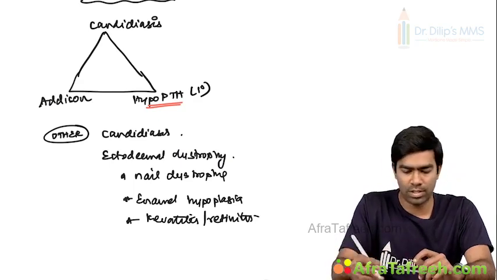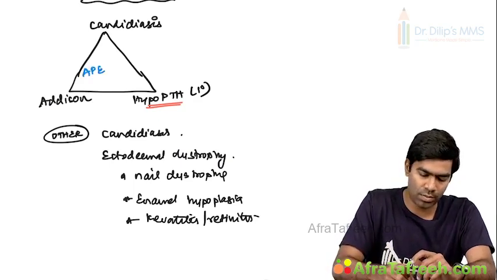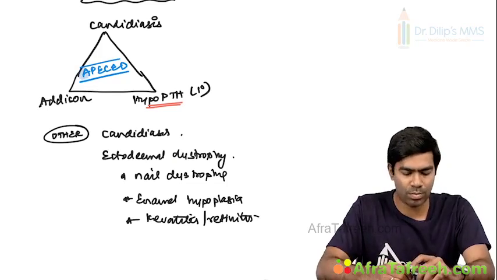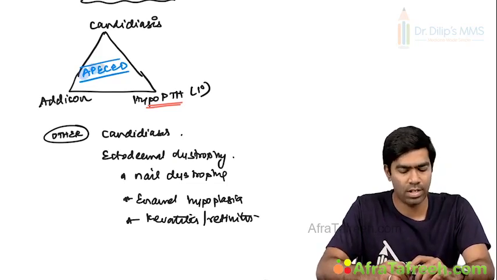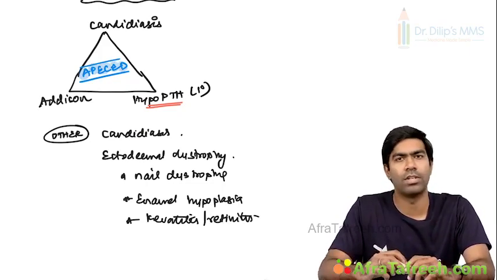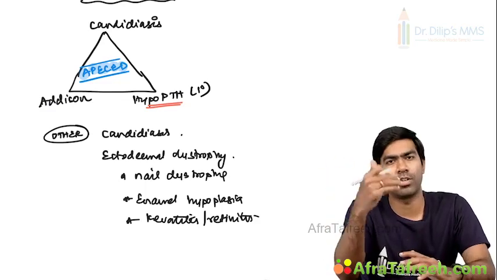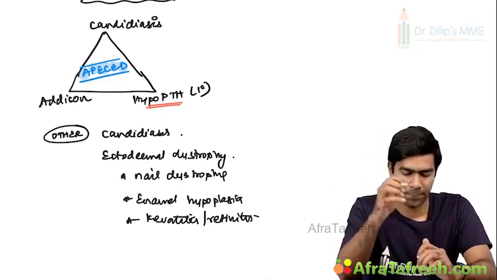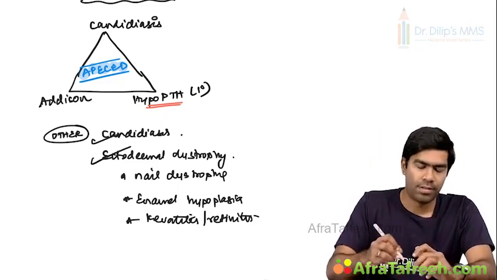That is also one reason why this syndrome is referred to as APECED syndrome. Why is it called APECED? Because A stands for autoimmune, P for poly, E for endocrine, C stands for candidiasis, ED stands for ectodermal dystrophy. Autoimmune polyendocrinopathy with candidiasis and ectodermal dystrophy. Clear? Very, very important.